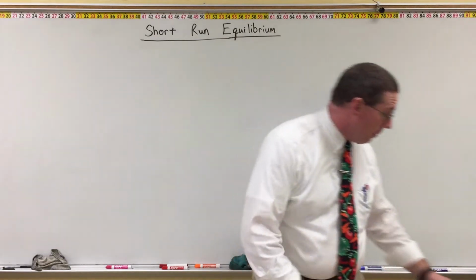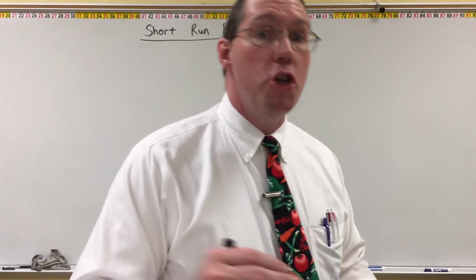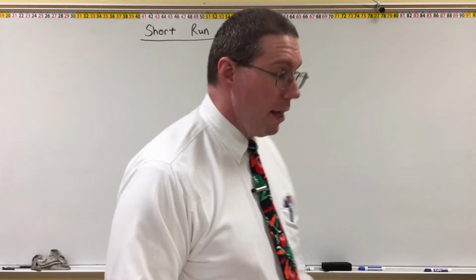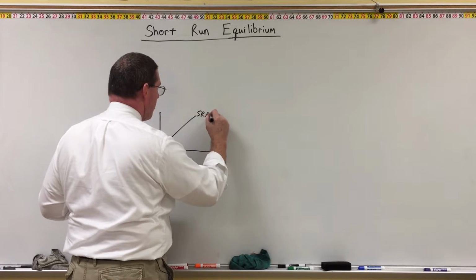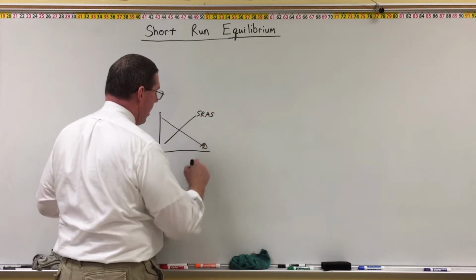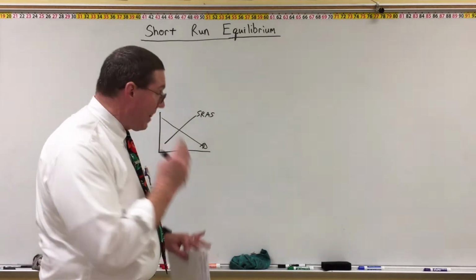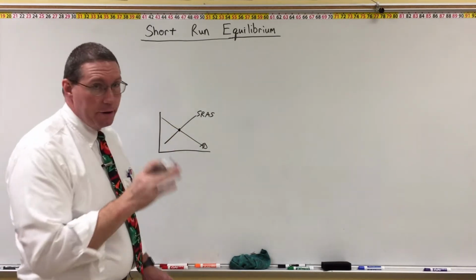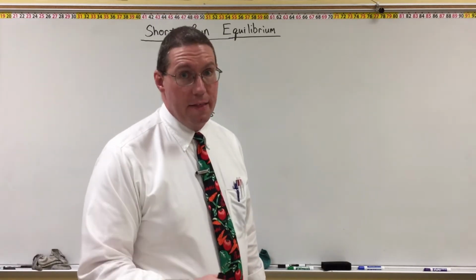But the first thing I want to do is give you a definition for short-run equilibrium. Before I do, I want to tell you that you already know what short-run equilibrium is. We have been using it for several lessons now. We just haven't been calling it short-run equilibrium. It's where short-run aggregate supply and aggregate demand intersect. We've been calling this the equilibrium of the aggregate market, but that actually is what we call short-run equilibrium.